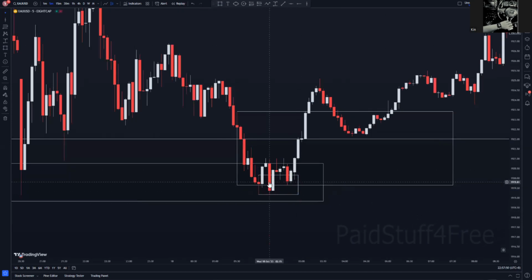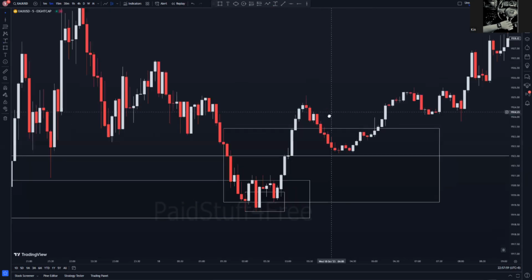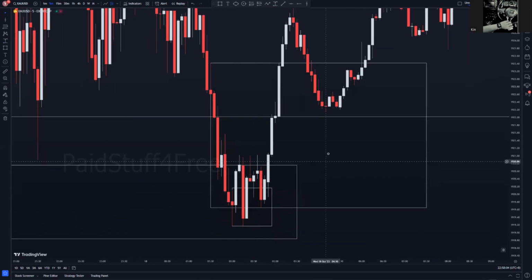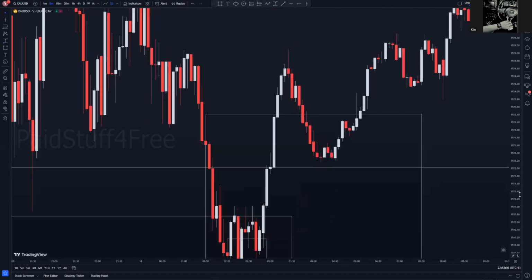you take a buy somewhere around here, and then the price went up, right? Take a buy somewhere around here and the price went up 50 pips. And right over here, you can see the price was floating. But look at over here.